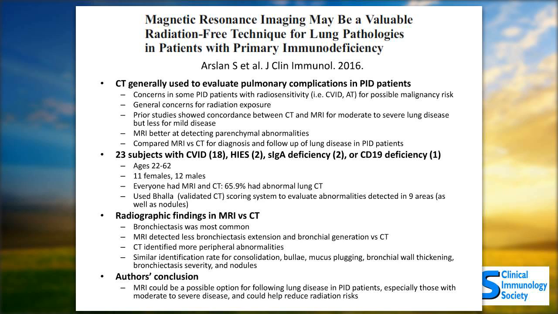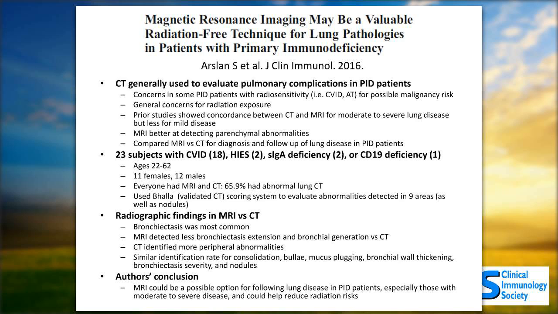Also, it's been shown that perhaps the MRI might be better at detecting the parenchymal abnormalities, whereas the CTs may be better at picking up bronchiectasis. So the authors in this study wanted to compare MRI imaging versus CAT scan imaging for the diagnosis and follow-up of lung disease in PID patients.